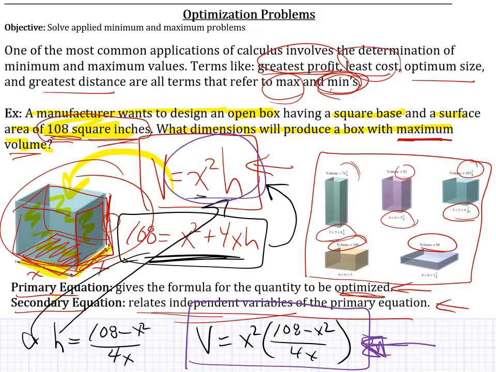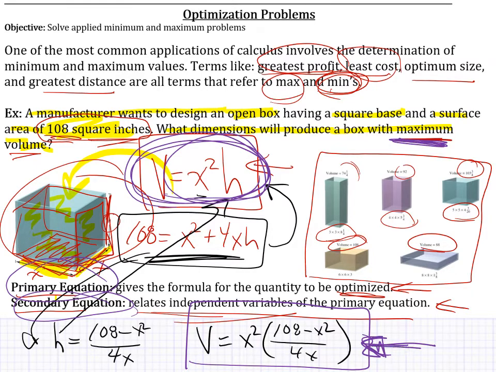So again, in solving something like this, whenever you do an optimization problem, we're really looking for a primary and a secondary equation. There could be multiple secondary equations. We'll stick to simpler ones right now where we only have a single one. But the whole idea of these secondary equations is to reduce the number of variables in the primary equation that you're trying to optimize.